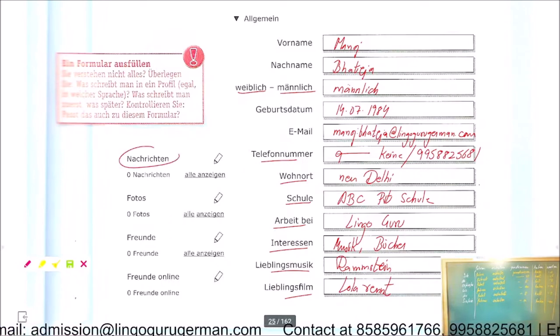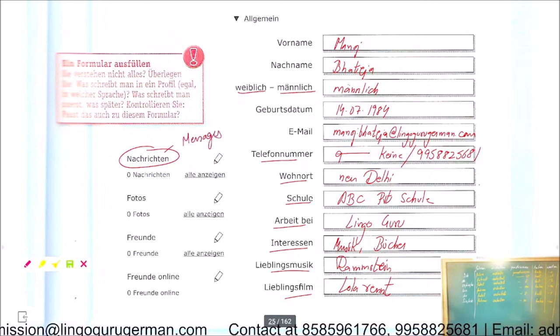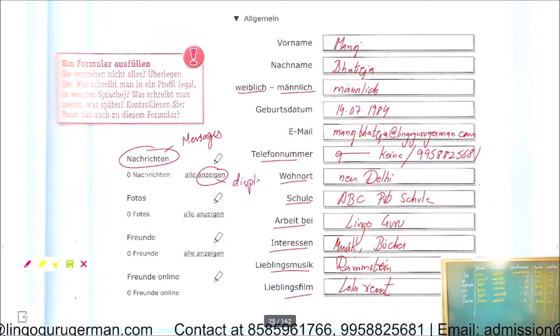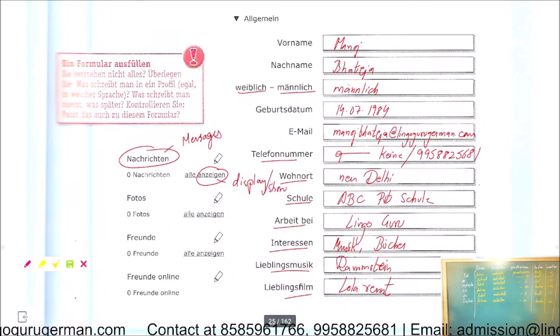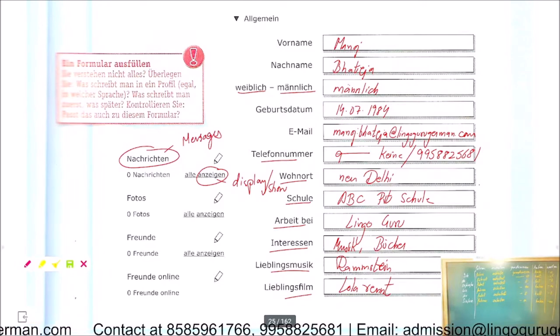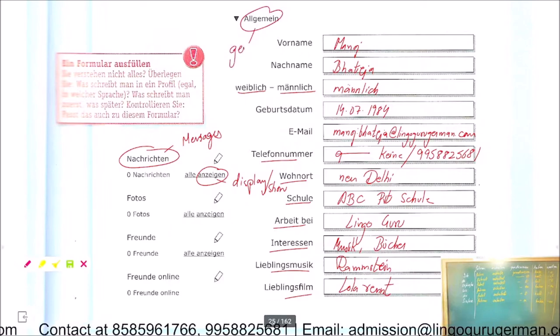Some words which are important here. Nachrichten means messages. Anzeigen is to display or show. Alle Anzeigen, show all messages. Allgemein, general information.